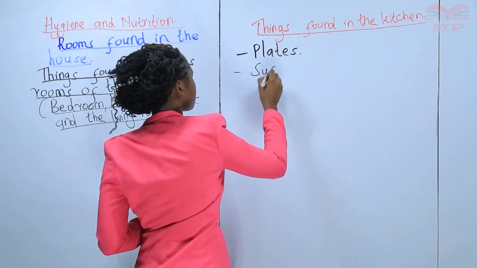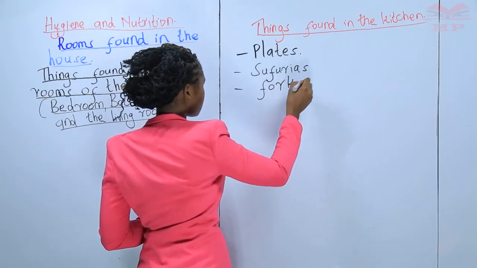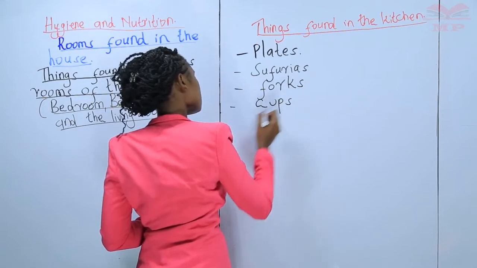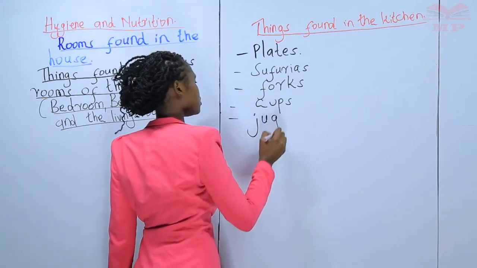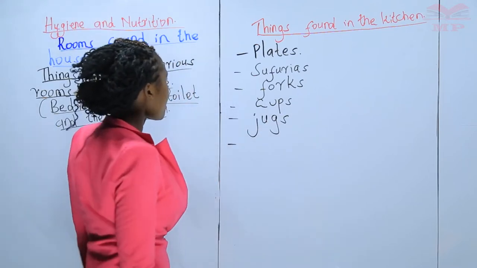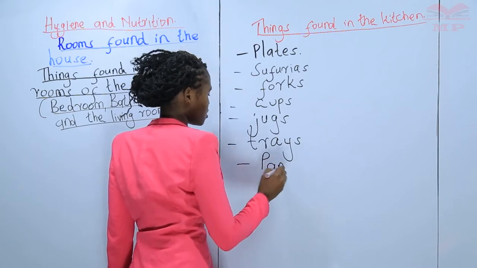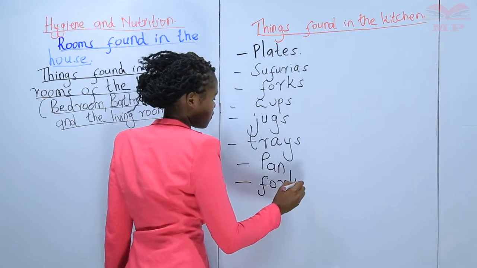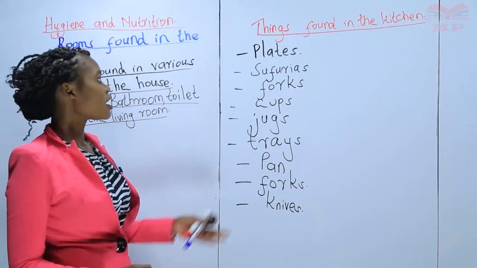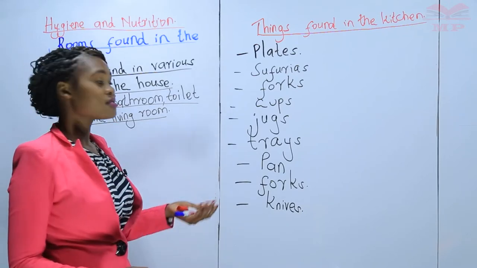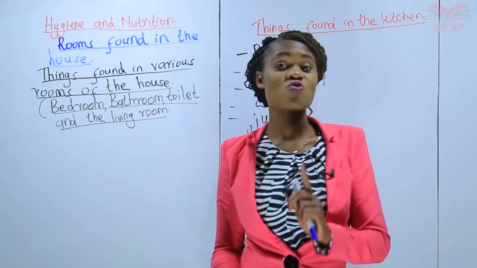We have sufurias. We have forks. We have cups. We have jugs. We have trays, pan, forks, and knives. These are some of the things that are found in the kitchen. Plates, sufurias, forks, cups, jugs, trays, pan, and knives. All these are utensils, things that you can use to cook and serve food.